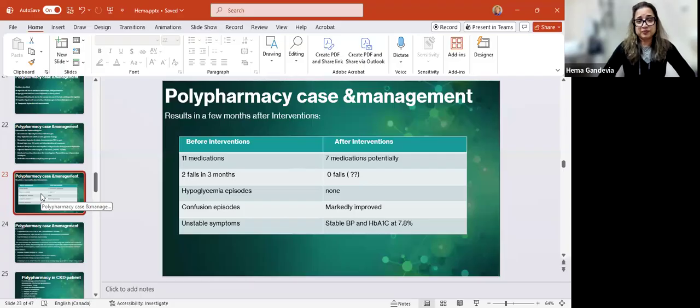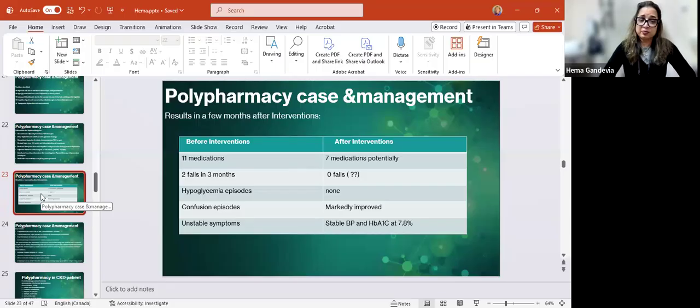So just a comparison chart about what happened before and what is the patient's medication profile after interventions. When she started off, she was on 11 medications, and potentially she can be brought down to 7 medications. She had 2 falls in the past 3 months, self-declared. After interventions, we are hoping that she can have close to 0 medication-related falls.